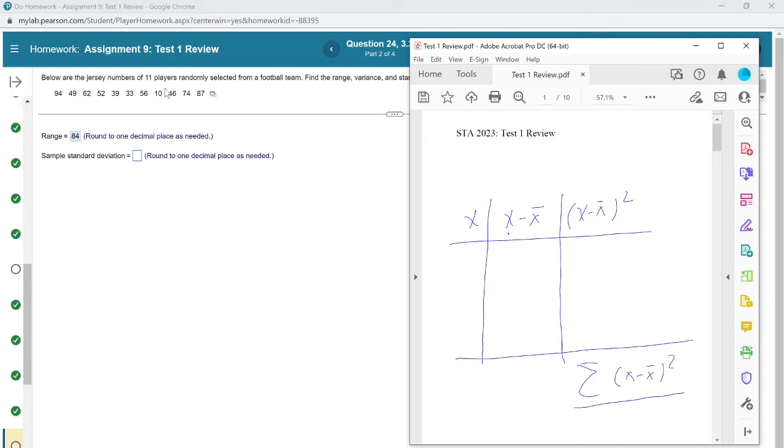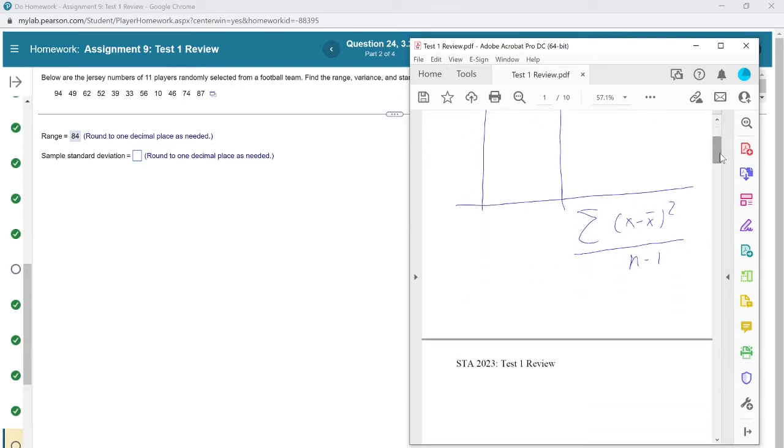Here the jersey numbers are randomly selected from a football team, so that means it's a sample, so we are going to divide it by n minus 1. And then the standard deviation is the square root of this value. That's the standard deviation. And variance is the square of the standard deviation. So basically this is the variance.